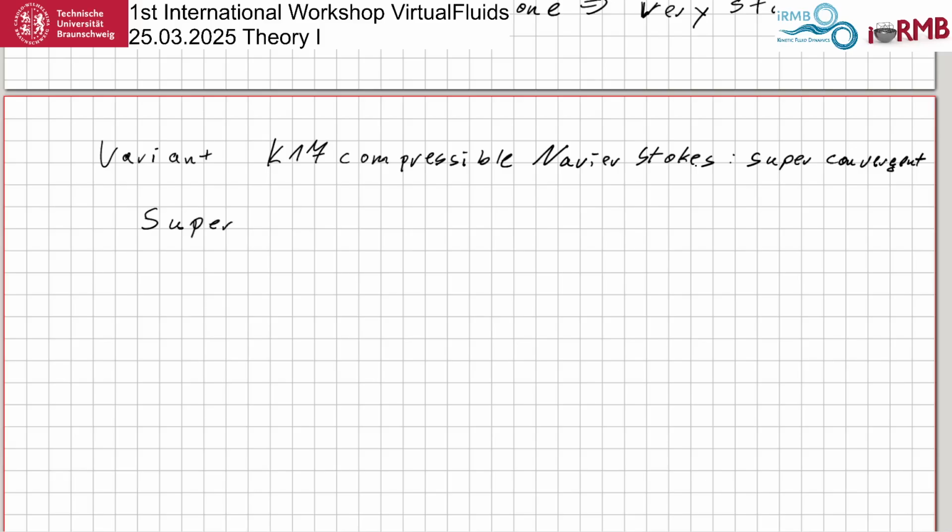So what do we mean by superconvergence? This is one of the most terrible papers I've ever written. I think it's completely unreadable. I'll try to be brief, but to get across what is happening.